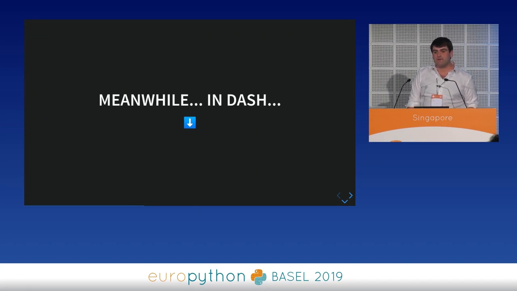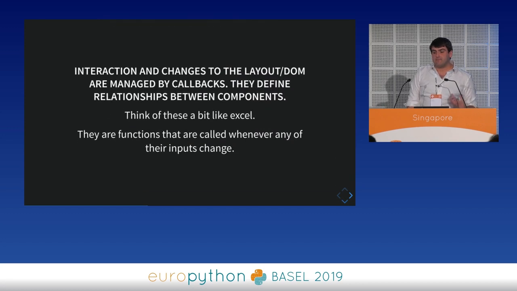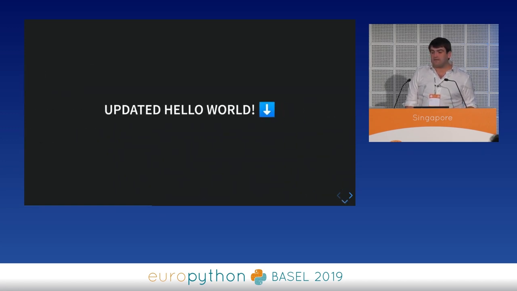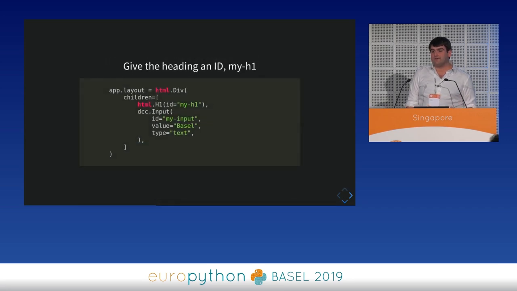But if we wanted to see how it would work in Dash, we have a slightly similar concept, but one that's also different. The key to interaction in Dash is a callback. And these define the relationships between the various different components. You can think of this as being a little bit like Excel. Whenever the input to one particular component changes, the functions run and its output is displayed somewhere as well.